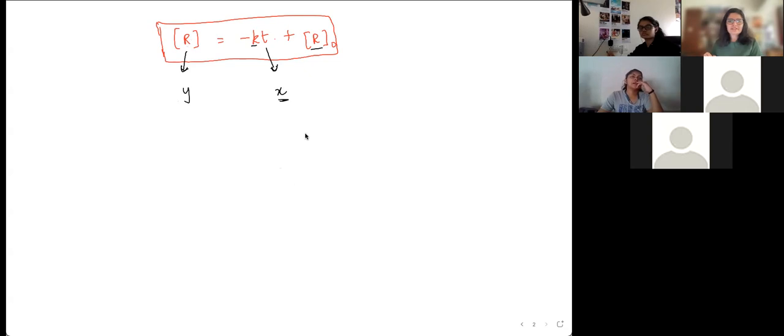Is everyone following? Just to confirm, the value of X and Y has nothing to do with the experimental values that we found? No, they're completely different. This is just to make you understand.